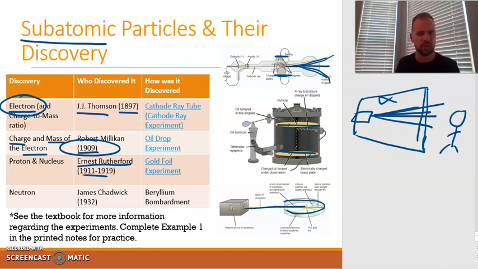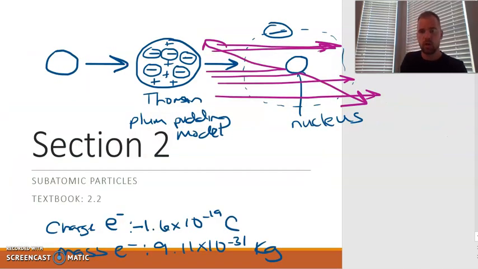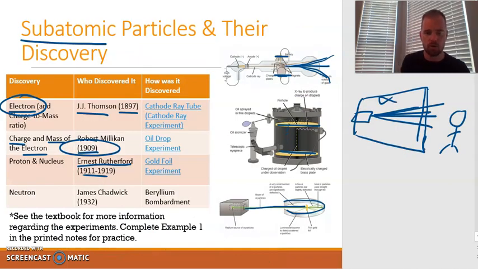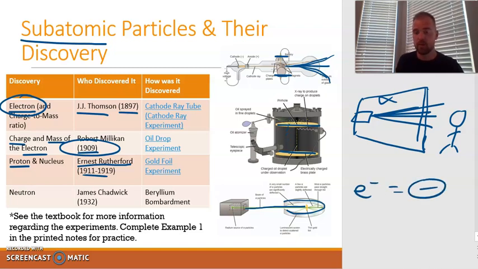But what is the nucleus, actually? The nucleus is where all of the positive charge in the atom actually dwells. Because remember, the atom is still neutral. So if there's negative electrons, there has to be positive somewhere. And Rutherford said the positive is actually in the nucleus. Well, what does that mean? The particles that make up the nucleus are the protons. So the proton was the second subatomic particle discovered, and it was discovered by Rutherford via the gold foil experiment. So now we have two particles. We have the electron, which is the negative particle, and we have the proton, which is the positive particle.